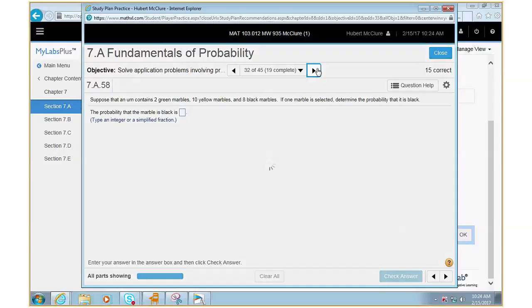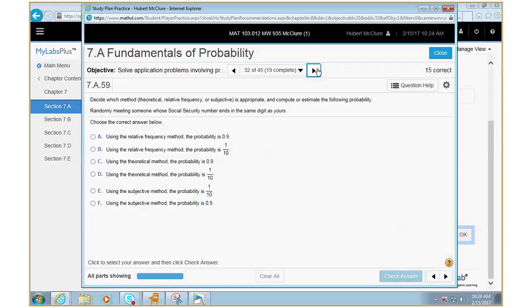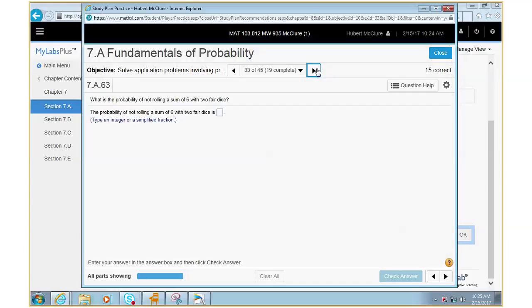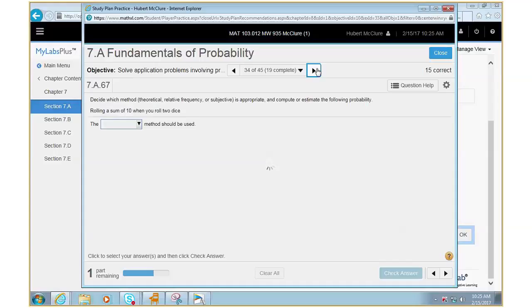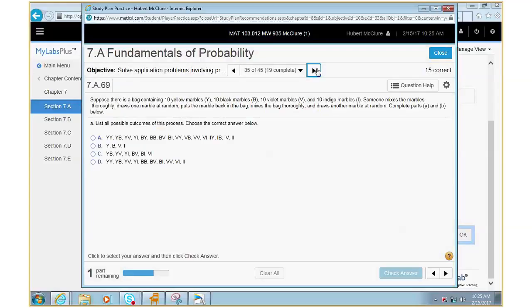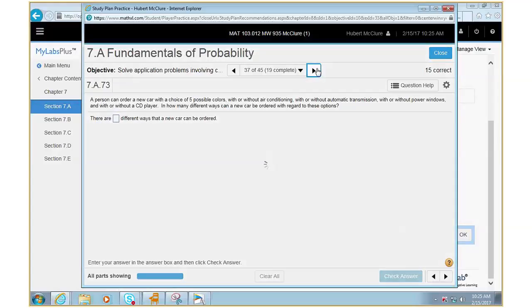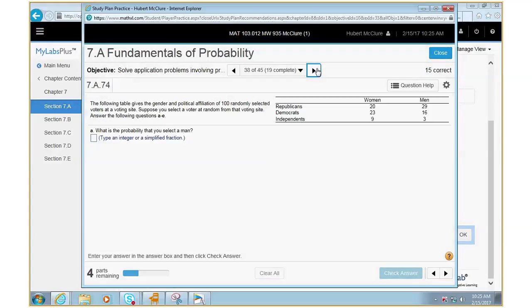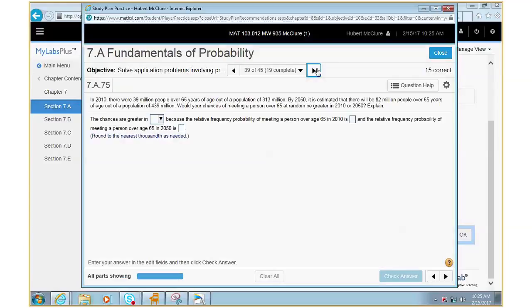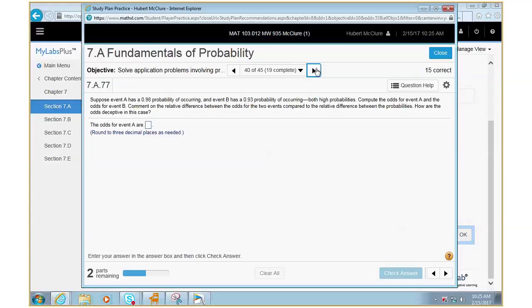Anybody got a book handy? See if they got anything about odds. Any book in this section? Might be in 7D. Is there a roulette table in there somewhere? Yeah, that's the best problem in the world. This book wouldn't have it.